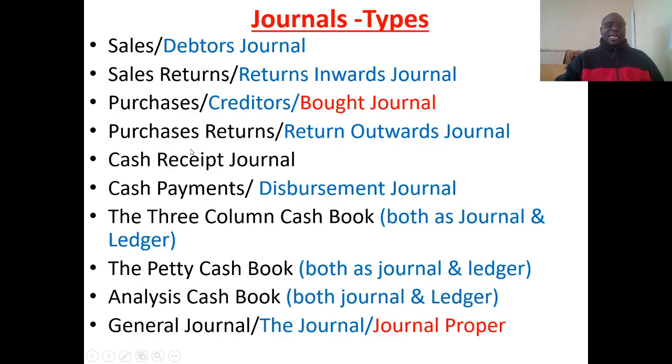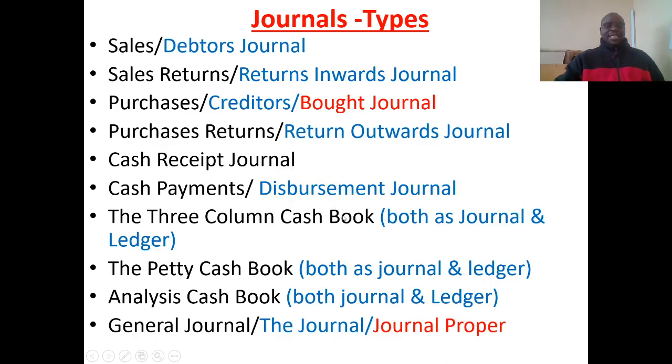Then you have cash receipt journal, where you record transactions involving money received in cash in a business. You have cash payments or disbursement journal, where you record transactions involving paying out money to others, cash money.